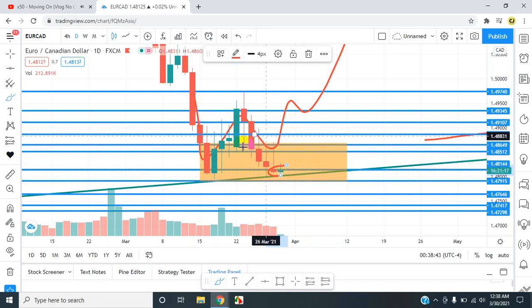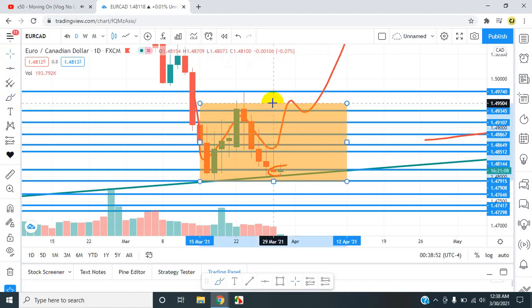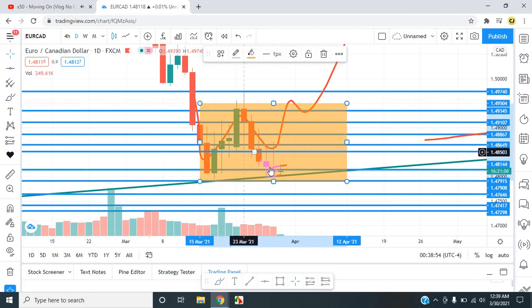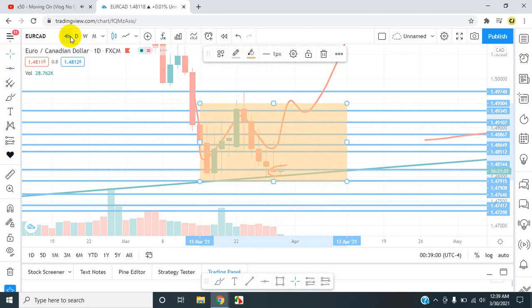So we do see that within our rectangle, I know I need to fix it up on a daily. Within the rectangle, we did find the double bottom. Okay, so we're looking for the market to go back up. If it doesn't respect our trend lines, it goes down. Let's head down a time frame to see if we can put some numbers on the chart.